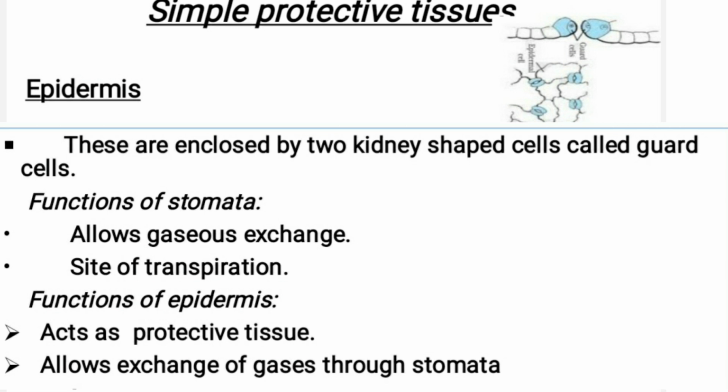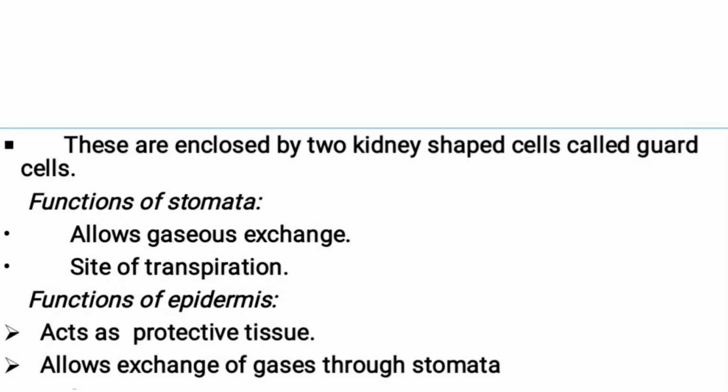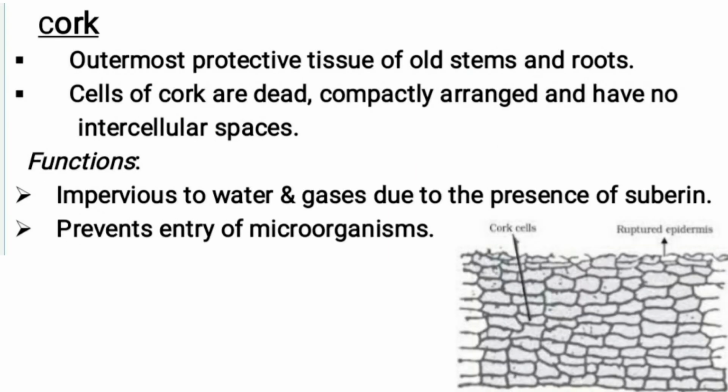The next protective tissue is the cork. It is a strip of secondary meristem which replaces the epidermis of older stems. Cells of cork are dead, compactly arranged, and have no intercellular spaces. It forms the bark of the tree. It means several layers thick. A chemical substance called suberin is present in their walls, which makes them impervious to gases and water.